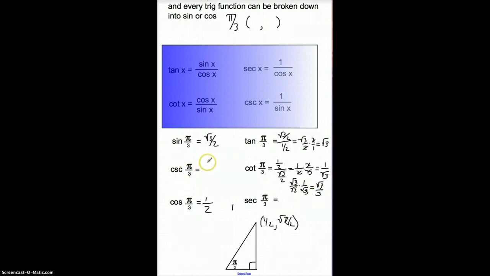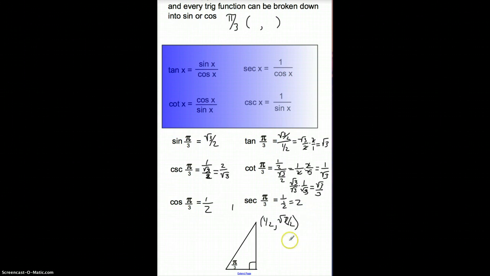Cosecant is 1 over sine, so you're going to do 1 over square root of 3 over 2. That is just 2 over the square root of 3. It's the reciprocal. Sorry about the really bad handwriting here. And again, you could rationalize that if you want to. And finally, secant is 1 over cosine, so 1 over 1/2, because cosine of pi over 3 is 1/2. Reciprocal of that is just 2.